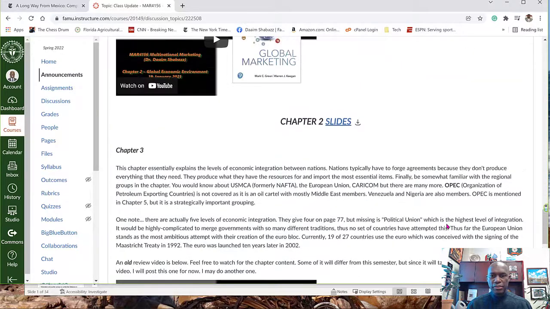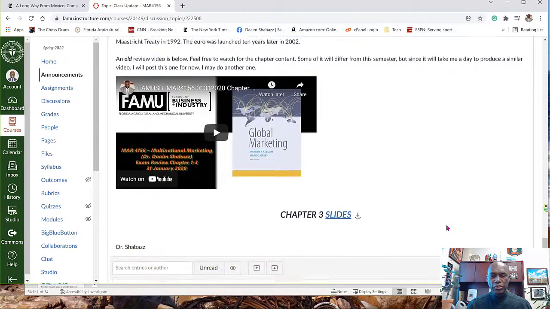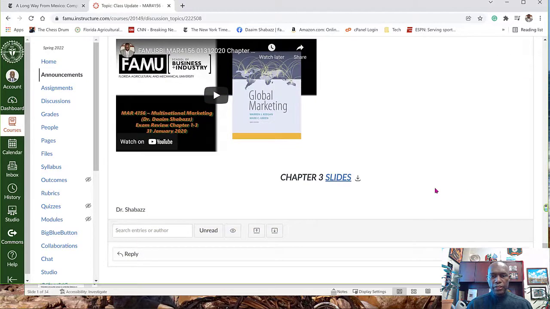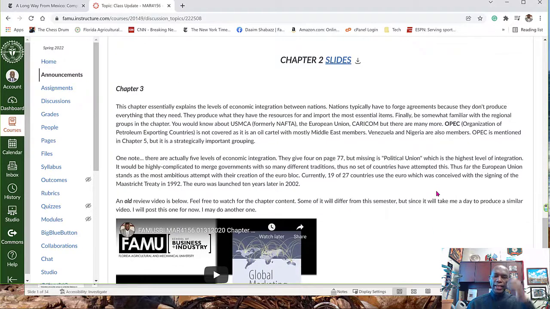And then finally, chapter 3 deals with the idea of regional groupings. And there are a number of regional groupings. Not to mention, we're not talking about security groupings like NATO. We're talking about economic groupings like the USMCA, the CARICOM, which is the Caribbean Common Market, OPEC, which is the Organization of Petroleum Exporting Countries.